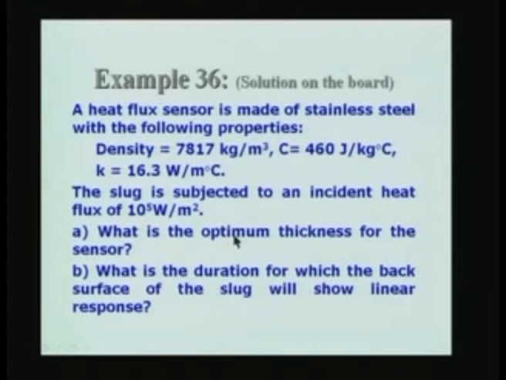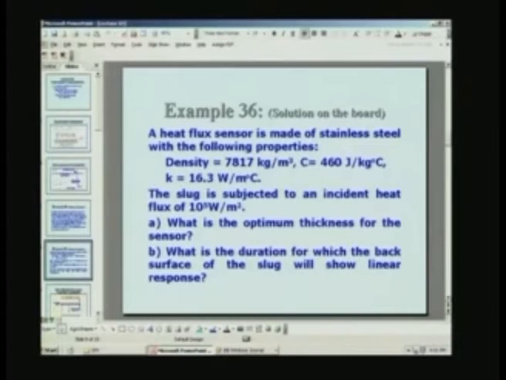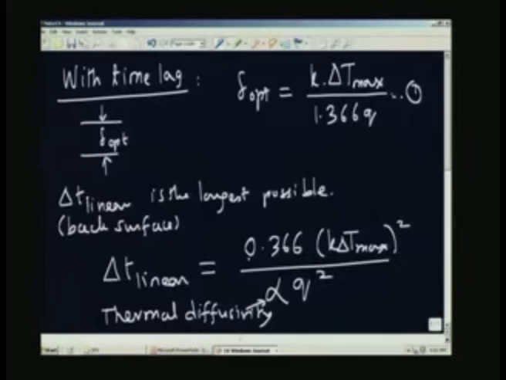And I want to find out what is the optimum thickness for the sensor and also what is the duration for which the back surface of the slug shows a linear response. This is just plugging the values into the formulas which I gave a little while earlier. So, we just use these two formulas. So, let us look at example number 36.